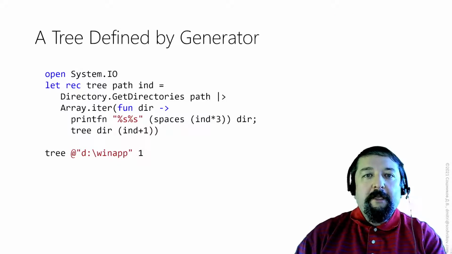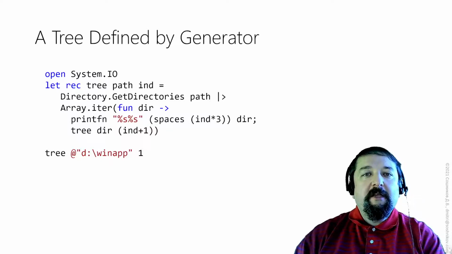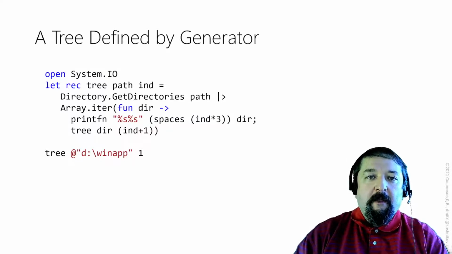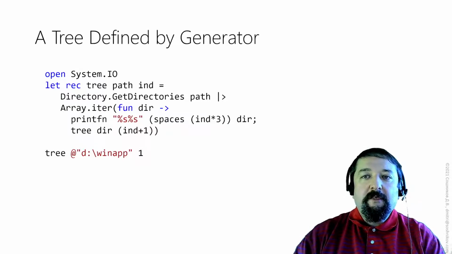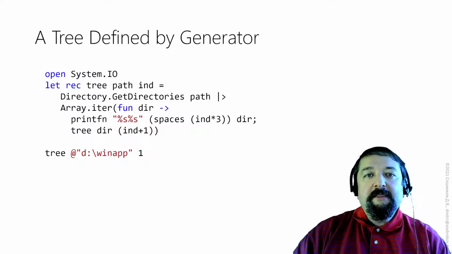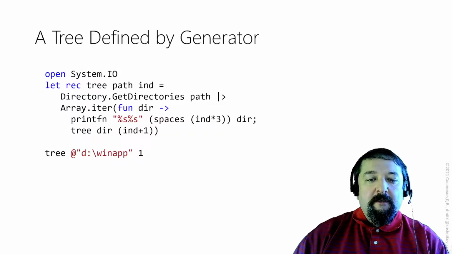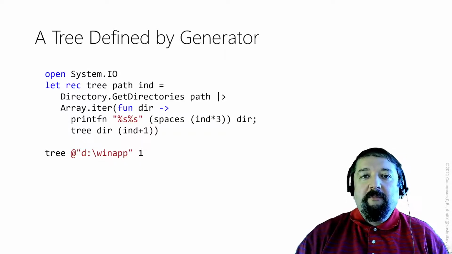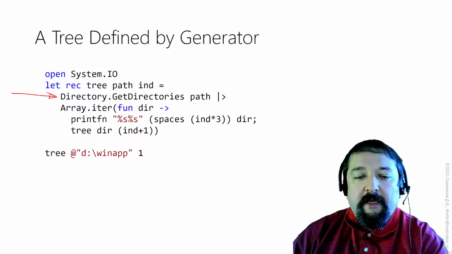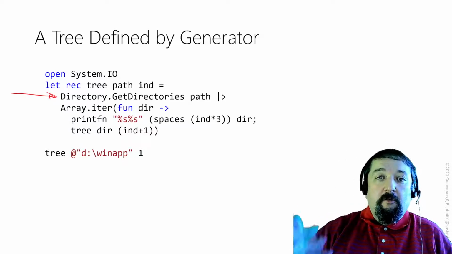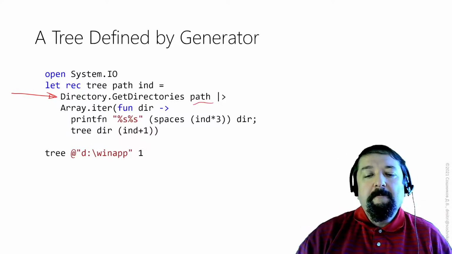One more way to represent a tree is to use a generator. So suppose you have a directory structure inside the computer, and the directory structure in the operating system can be retrieved using some system call, and a system call typically gives you files in the current directory. So in .NET, because F# is a language built on top of .NET, we have this call, Directory.GetDirectories, which will return us all subdirectories from the given directory.